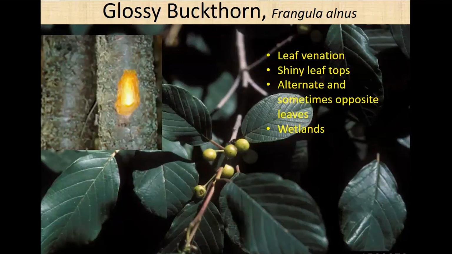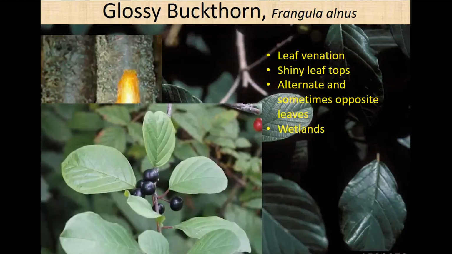Lots of fruit production on this. Another characteristic is if we shave some of the bark off, oftentimes we see a yellowish to orange color as the underbark, and that can be a good identifying characteristic. The berries will start out green, turn to red, and gradually go to almost a black, and once again, very abundant on the plant.